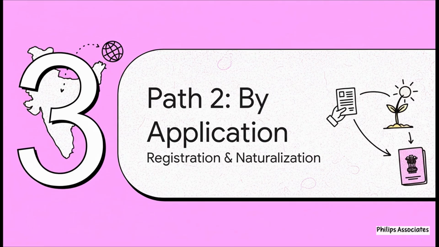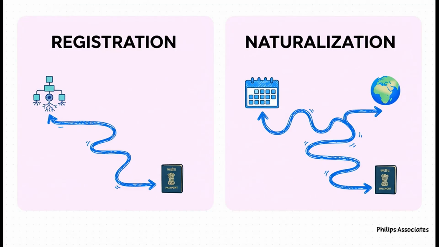Okay, but what if you weren't born into citizenship? Well, the next path is to apply for it. And the Act gives you 2 very different ways to do this, something called registration and something called naturalization. Let's put these 2 side by side.